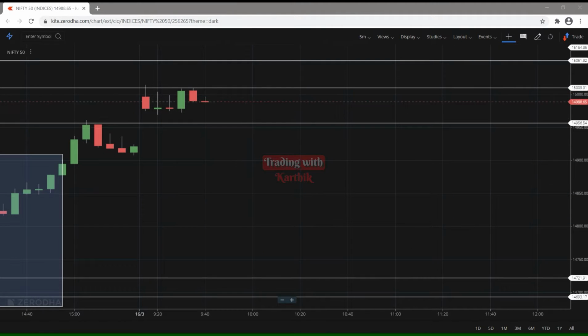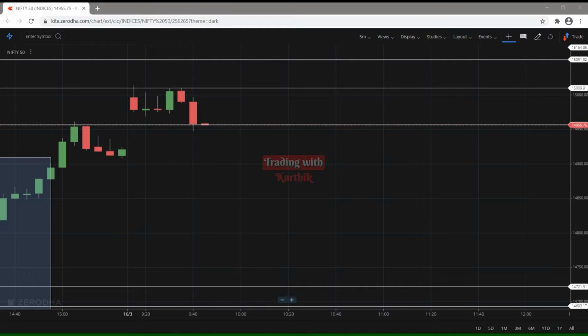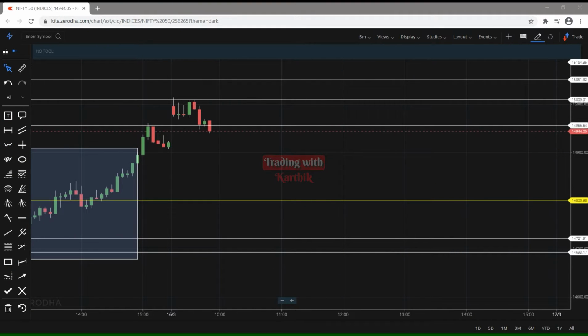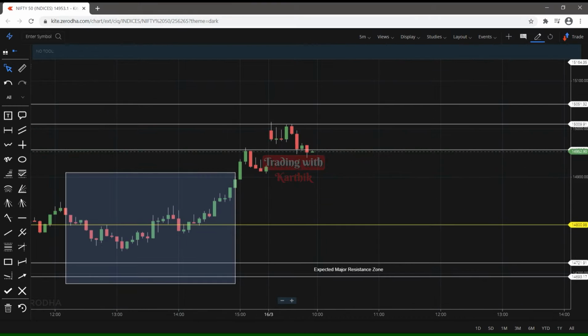And after that, I'll be marking a yellow line, which was my primary target for that day. If you had watched the previous video, you would know that I'm expecting the market to crash and reach the major expected resistance zone, which is marked below.